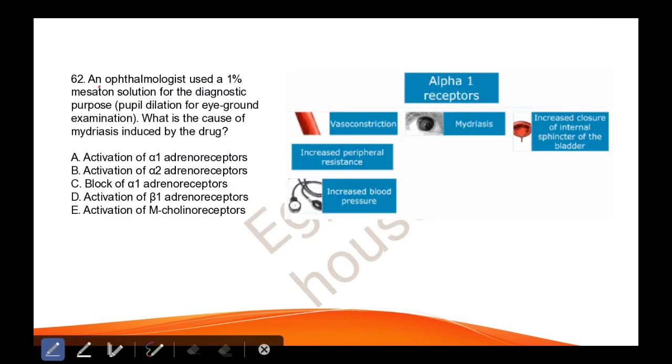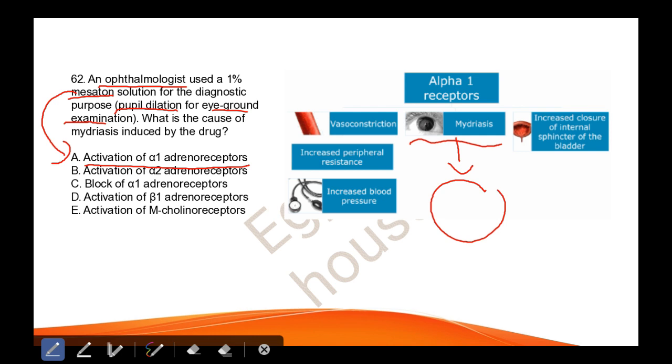Here, an ophthalmologist used mesatone for pupil dilation to examine the eye ground, and mesatone works on the alpha-1 adrenoreceptors to help in mydriasis by increasing the contraction of the ocular eye muscles.